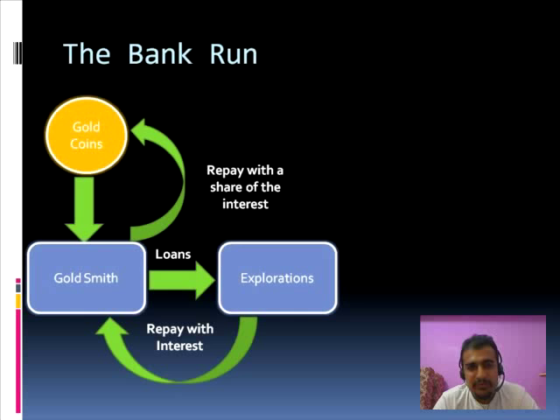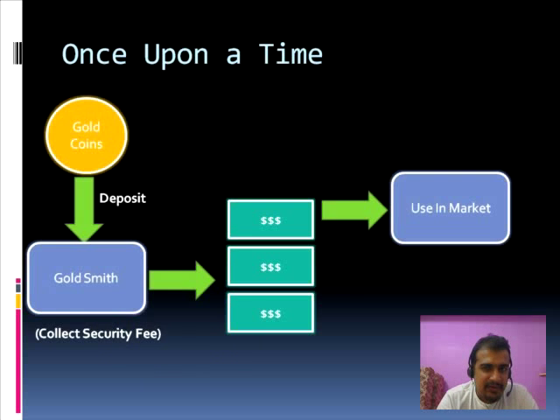Now the goldsmith was very clever. He could still show people that I have a large amount of gold with me by issuing these paper notes. He didn't really have to show that I have to keep physical gold with me. This paper note that you see here is like a promissory note. If you want your gold back, return the paper, I'll give your gold back. This was how the system would work.